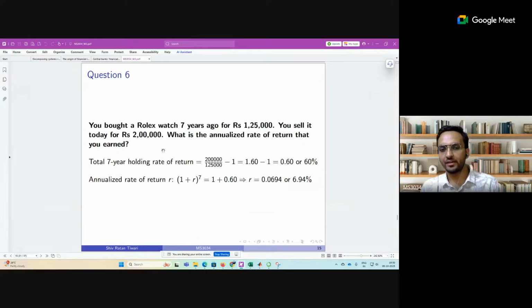But you need to convert it to a per-year term, because the interest rates which you observe in the economy are normally given in annualized terms only. So for comparison purposes, you convert it to the annualized form. You compute the annualized return by assuming it equals R. So (1 + R)^7 would be equal to the total holding rate of return, that is 1 plus 60%. From that calculation, you find that your annualized rate of return on this investment is 6.94%.